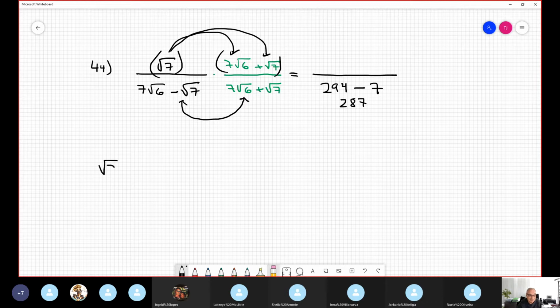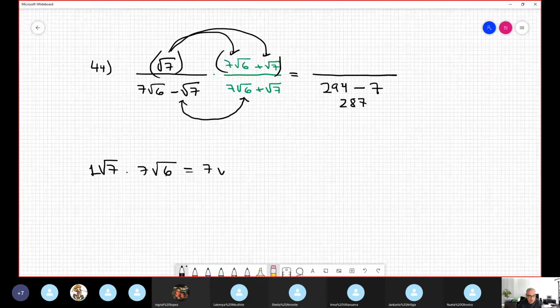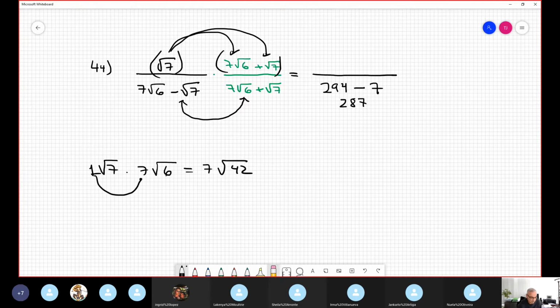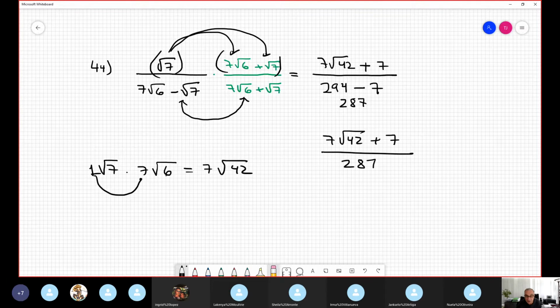So when you multiply radical 7 times 7 radical 6, it's obvious that it's 7 radical 42, right? Because 1 times 7 is 7, radical 42. So 7 radical 42 plus, because radical 7 times radical 7 is 7. So far, my answer is 7 radical 42 plus 7, divided by 287. Is this the final answer?